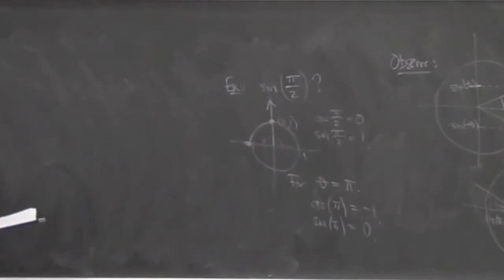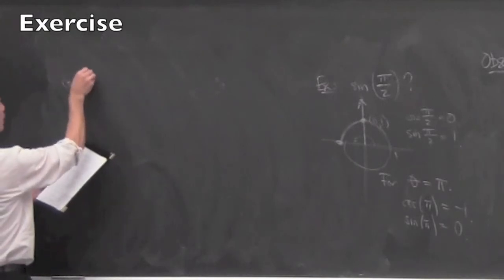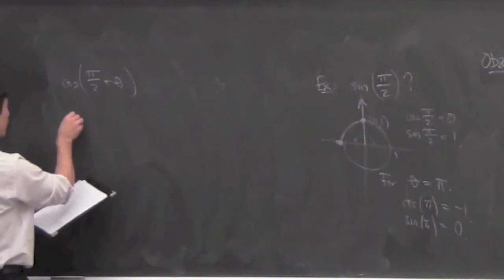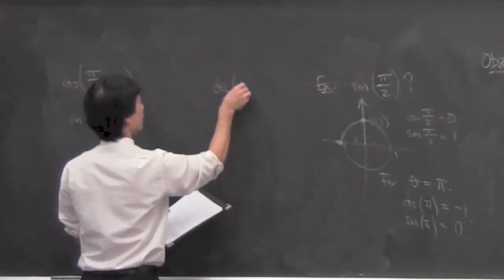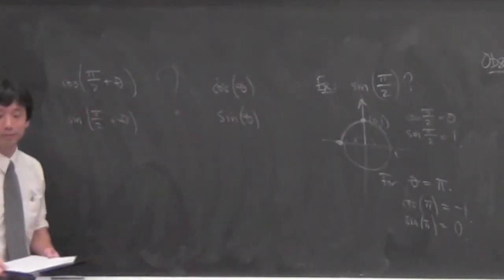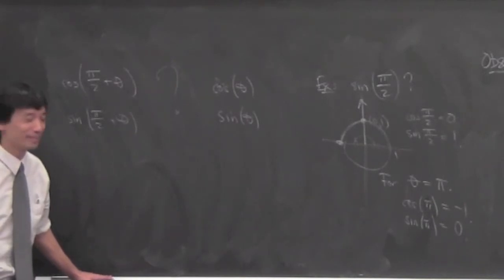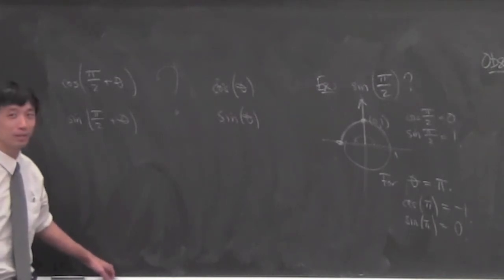Okay, last one, a tricky one, maybe. Cosine of pi over 2 plus theta, sine of pi over 2 plus theta, compared to cosine theta, sine theta. Think about it for a minute or so, and see if you can tell me what the relation is.